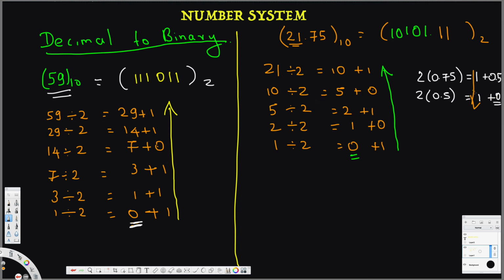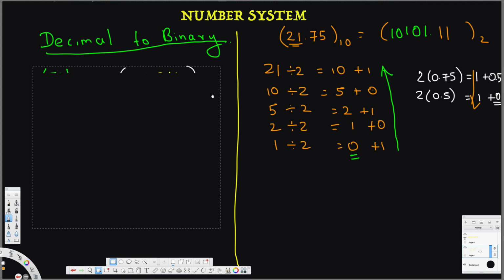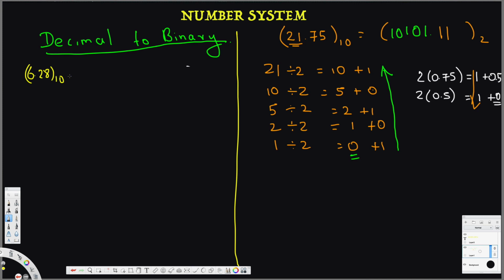Now here we are lucky, we got 0. Sometimes we are not going to get 0, but we are going to have the fraction going on and on and on. Now let's look at an example like that. What to do in those kinds of situations. Now I get rid of this part, and I'm going to write a question like that. Let's say we have a question like this: 6.28 and the base is 10, and we want to convert this one into binary.